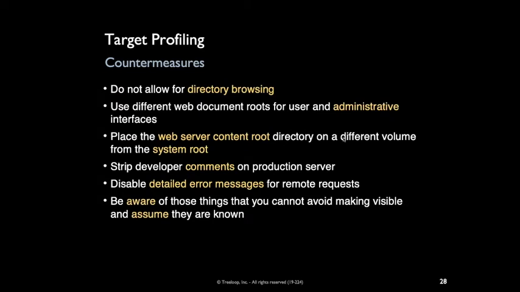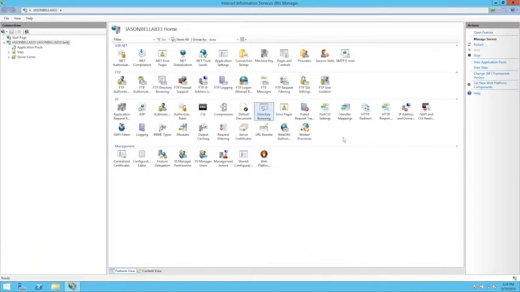Use different web document routes for user and administrative interfaces. Well, basically separate them as much as you can, right? If I'm looking at something like a web server in IIS here, and I have different applications, what I may end up having is an application that's got, say, I don't know, 100 different pages. 98 of those pages is just presenting information, no big deal. But 2 of those pages are sort of special.